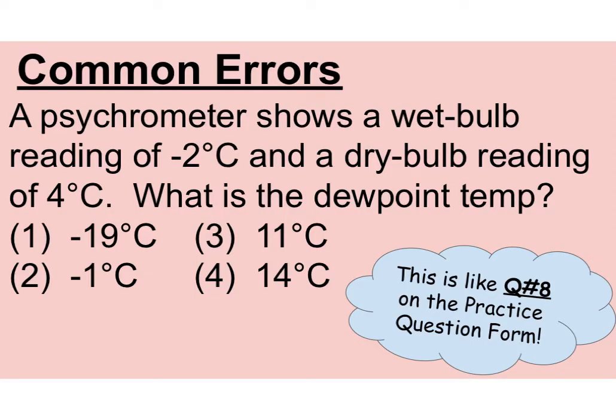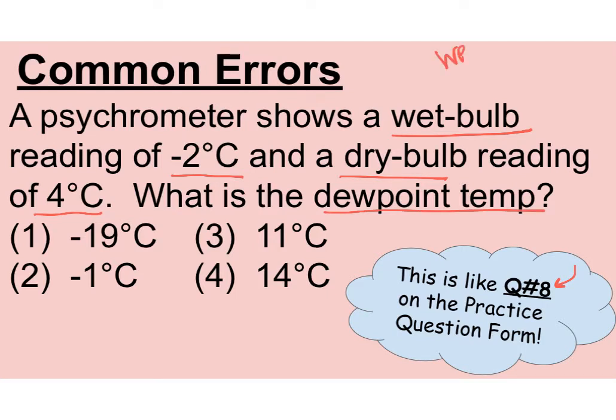So I'm going to walk through some of the common errors that students tend to have when they're doing questions like this. For example, this one is very similar to question number 8 on the Google form. The problem says a psychrometer shows a wet bulb reading of -2 degrees, and a dry bulb reading of 4 degrees Celsius. What's the dew point temperature?